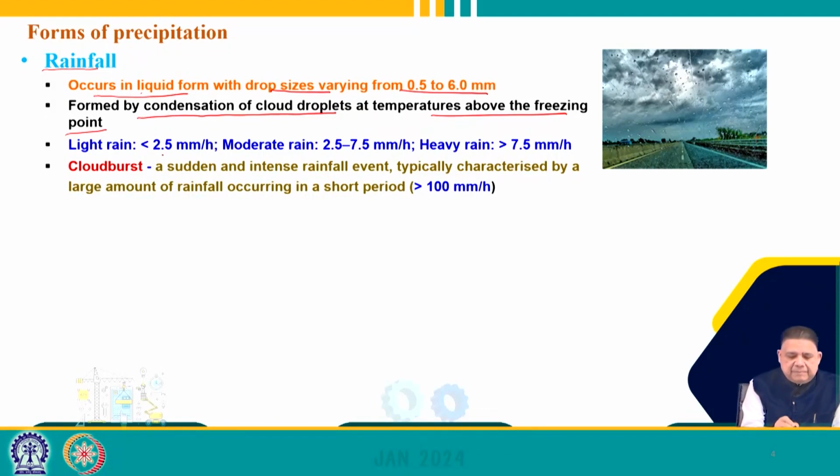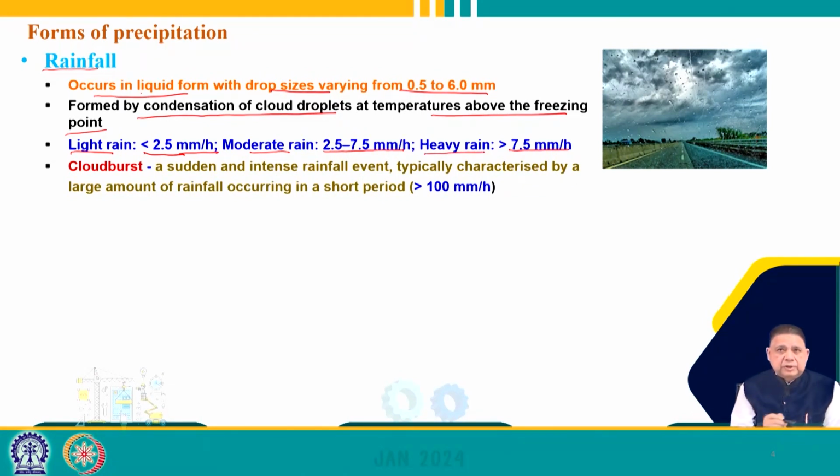Rainfall is classified based on intensity. If the intensity of rainfall is less than 2.5 millimeter per hour, then it is called a light rain. If the intensity is between 2.5 and 7.5 millimeter per hour, then it is called a moderate rain, and if it is greater than 7.5 millimeter per hour, then it is called heavy rain.